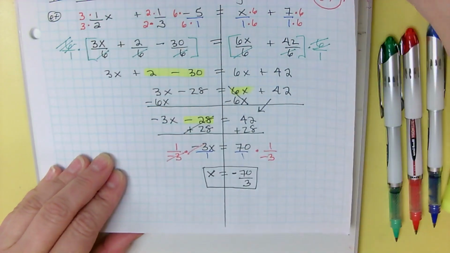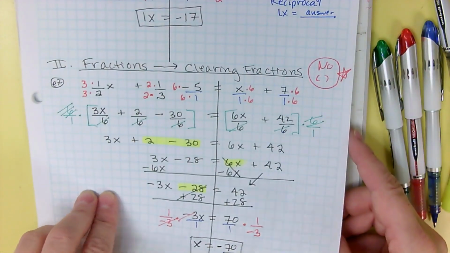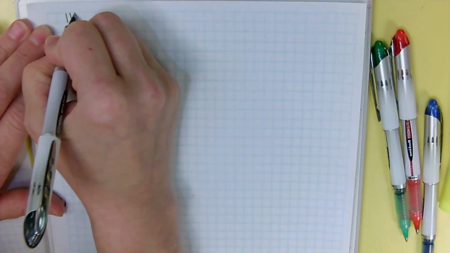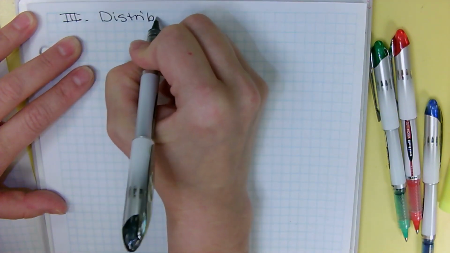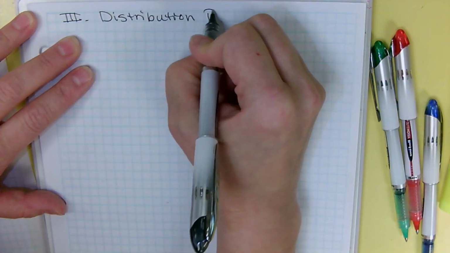All right, flip the page if you're out of room like I am. Roman numeral 3. Problems with distribution property.